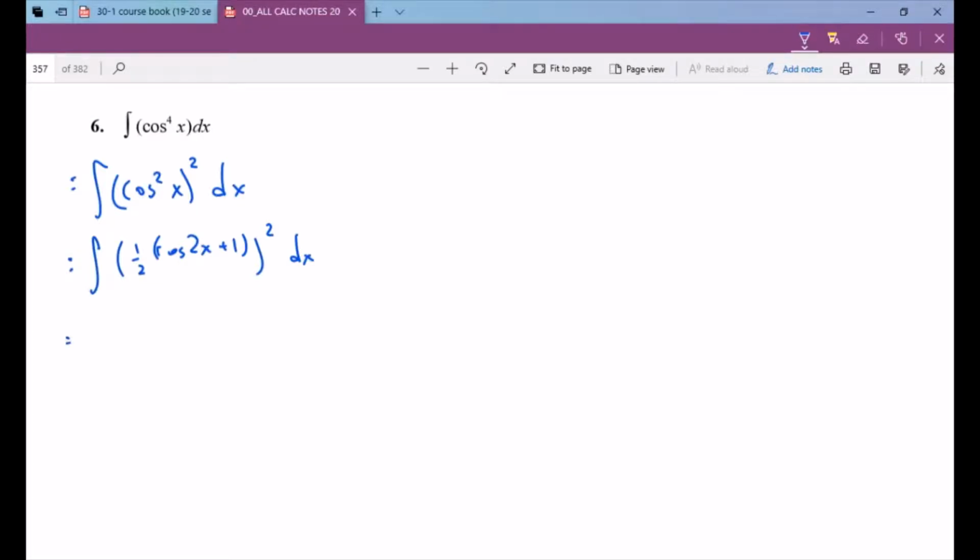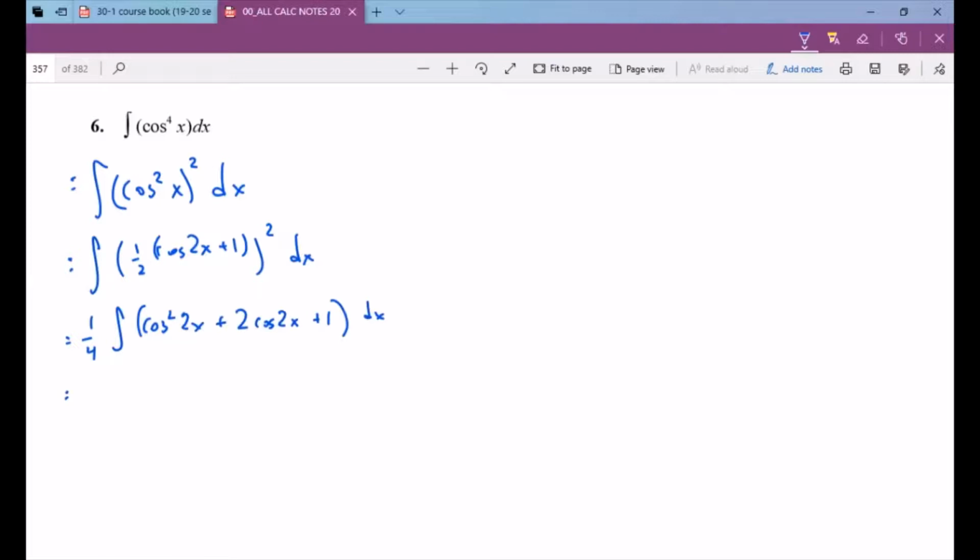This ends up being equal to, let's break that 1/2, and we're going to square 1/2 into being 1/4. We're going to bring that outside of the integral. We're going to square that binomial of cos 2x plus 1. It ends up being cos squared 2x plus 2 cos 2x plus 1, just multiplying out that binomial. This still needs dx.